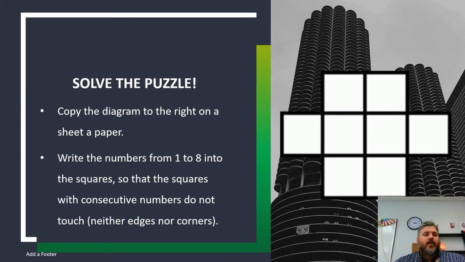So to start off with, this is a puzzle. This is a puzzle actually from one of the examinations. And it simply asks you to write the numbers 1 to 8 in the squares so that the squares with consecutive numbers do not touch, neither edges nor corners. So for example, you cannot have 2 and 3 next to each other.